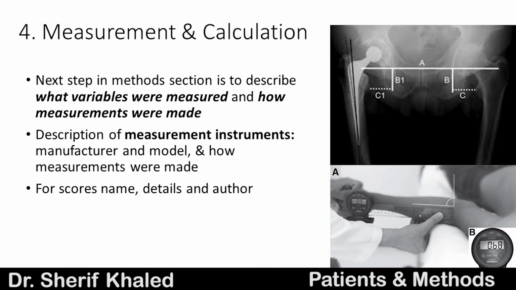Measurements and calculations, the next step in the methods section, where you describe what variables were measured and how measurements were made. So for example, if you measure ranges of motion, you use a goniometer. When you use something like this, you have to describe the measurement instrument, and you describe the manufacturer, the model, how measurements were made. And for the scores, you have to describe the name of the score, details of the score, and the original author of the score.